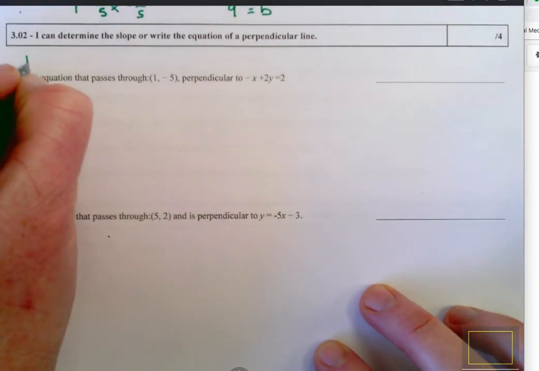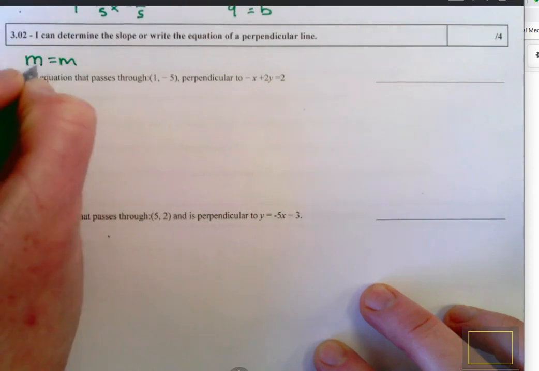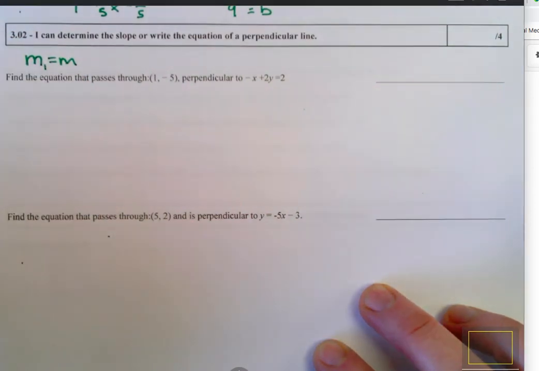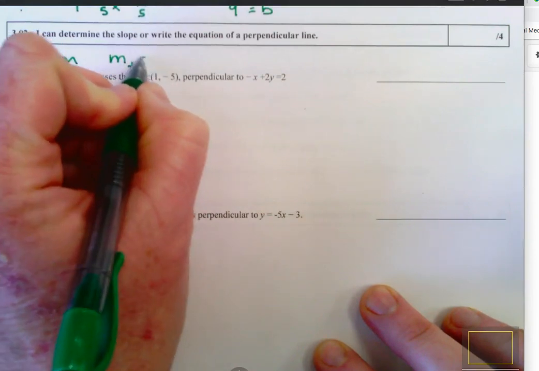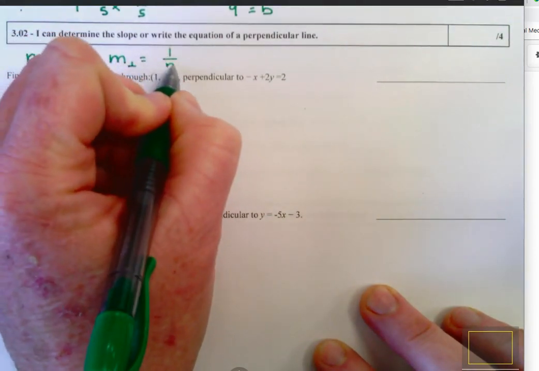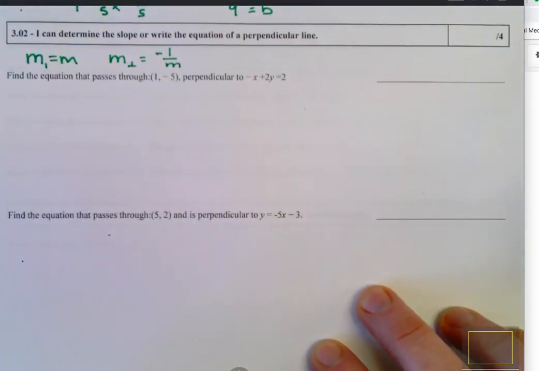If a line has a slope of m, right, m1 is just m, then the perpendicular line to m1 will be 1 over m, its reciprocal, and then made to be the opposite. So the opposite reciprocal. So we flip it, change the sign.